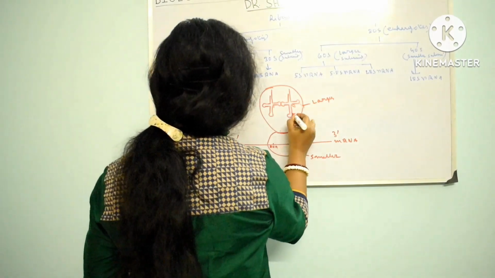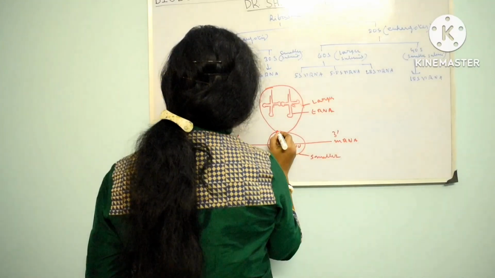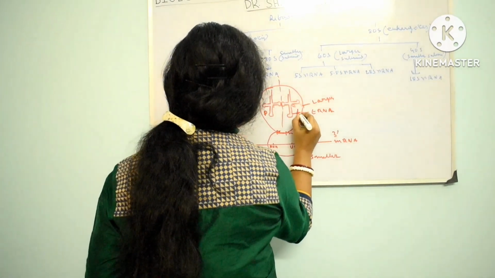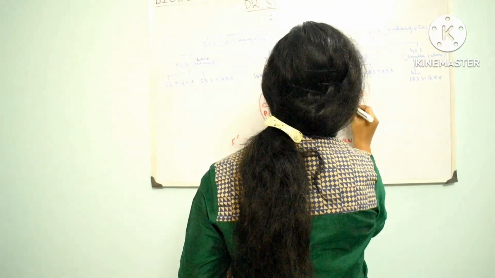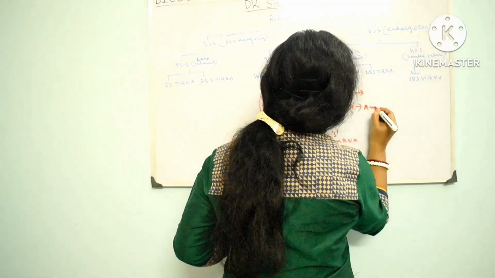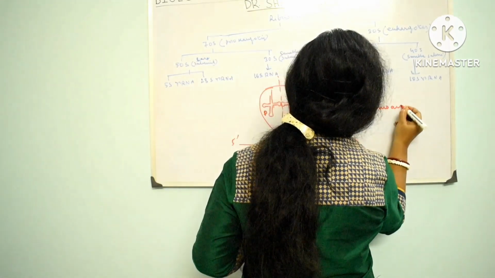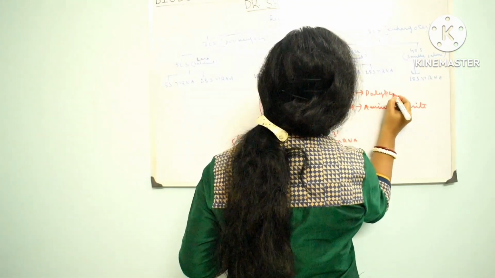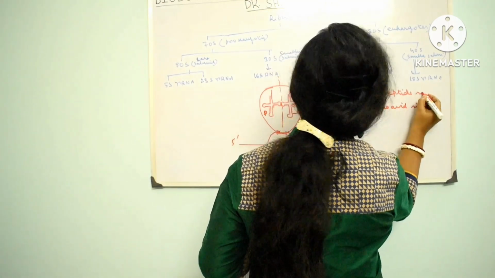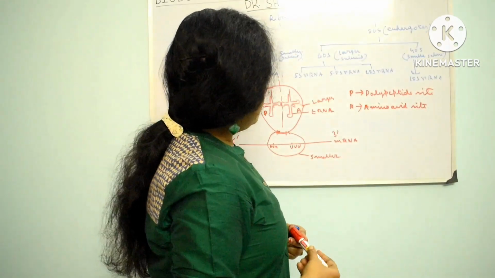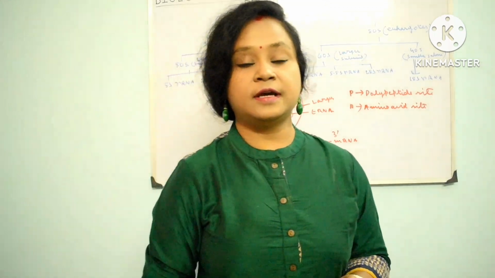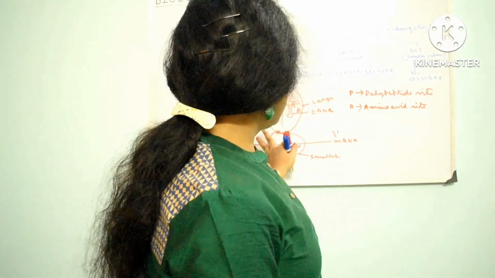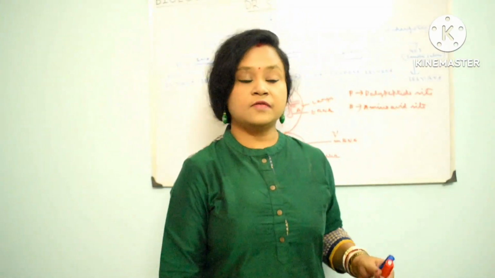Both of these are tRNA. Peptide bond, amino acid, P and A. What is P and what is A? This one is the amino acid attachment site and this one is the polypeptide site. The details of this will be discussed when I discuss the translation process. This one is the unit of translation. This will all be discussed.